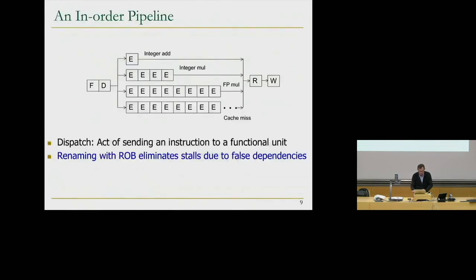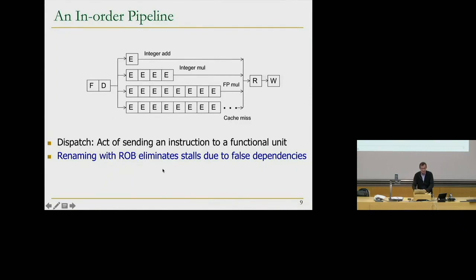Okay, so now we're going to build out of order execution. So we're still in order in the sense that if there's a true data dependency over here, we're not going to dispatch this instruction. Dispatch means the act of sending an instruction to a functional unit. It needs to wait. Okay?